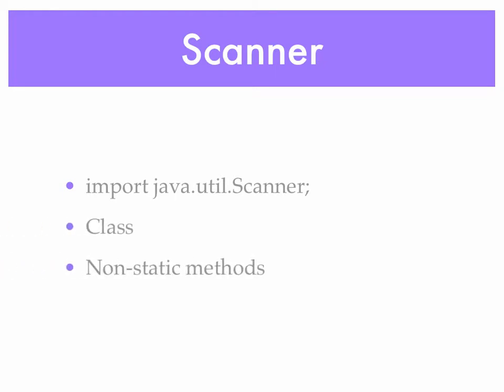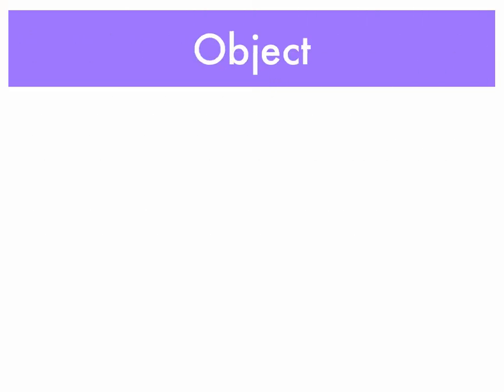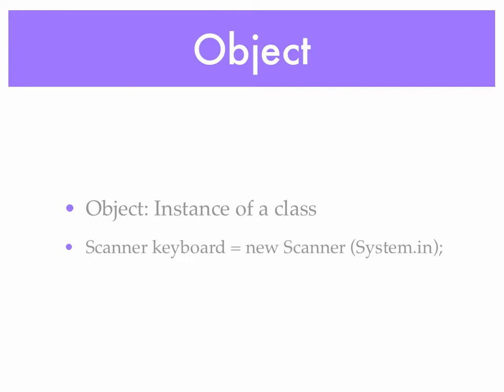Now, in order to use those non-static methods, and all of the methods of the class Scanner are indeed non-static, we have to create an instance of that class. That instance is an object. We'll create that object, our instance of the class Scanner, with this line: Scanner keyboard = new Scanner(System.in).